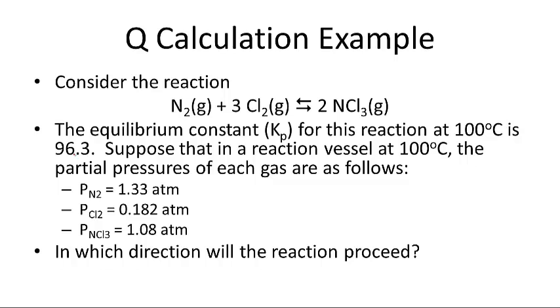All right. We have this reaction. N2 plus 3Cl2 makes two NCl3s. The equilibrium constant at 100 degrees C is 96.3. So Kp changes with temperature. That's the only way to change your K. Okay? The only way to change your K is to change the temperature. So suppose that in a reaction vessel at 100 degrees C, the partial pressures of each gas are as follows. In which direction will the reaction proceed?